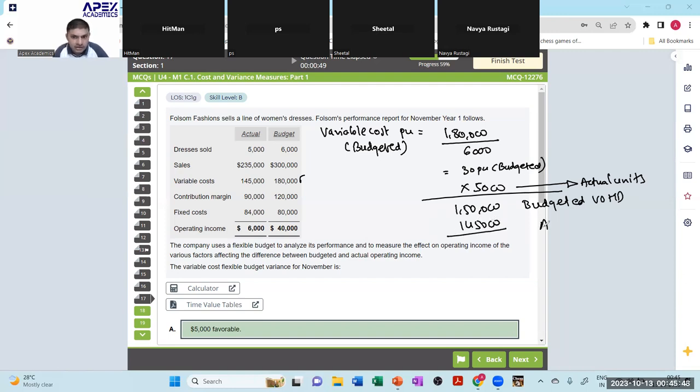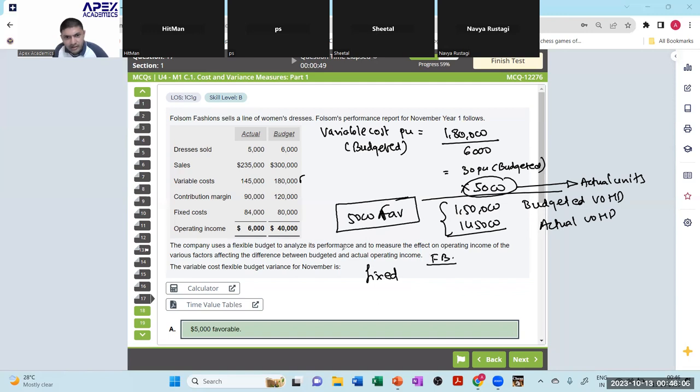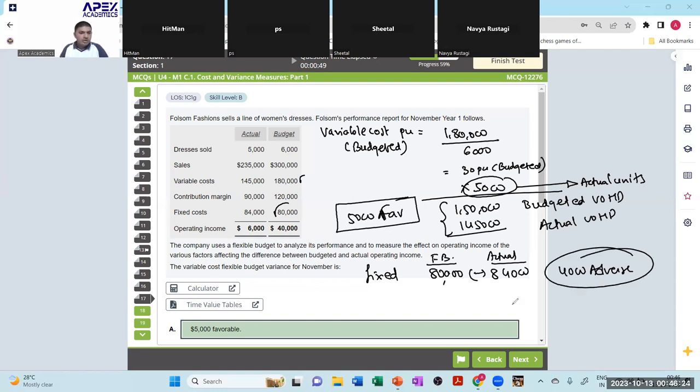This is budgeted variable overhead, compared to 1,45,000. What is this? Actual variable overhead. Obviously, my dear students, this is 5,000 favorable. Agreed or disagreed? Now let's talk about fixed cost. Even for the 5,000 level, even in your flexible budget, fixed will stay 80,000, compared to actual, which is 84,000. So what is this? 4,000 adverse. Yes or no?